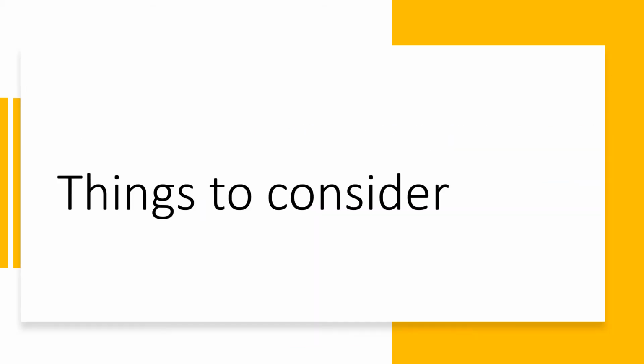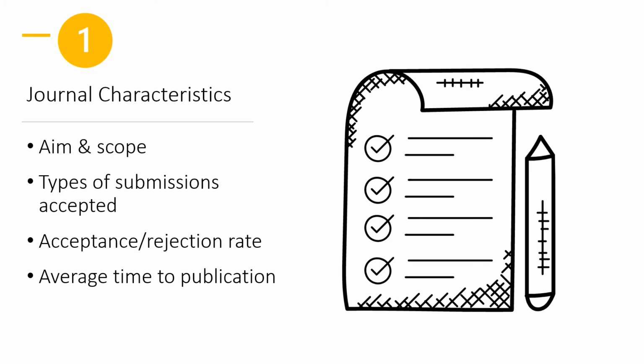Once you have some journals in mind, there are some things you should take into consideration. Taking into consideration the journal characteristics, be sure to look at the aim and scope of the journal and the types of publications that are accepted. If your research is not in line, you may quickly see a desk rejection. See if you can find the acceptance or rejection rate of the journal. I usually find this through a Google search of the journal title and acceptance rate. Higher acceptance rates means a better chance of your article being accepted for publication.